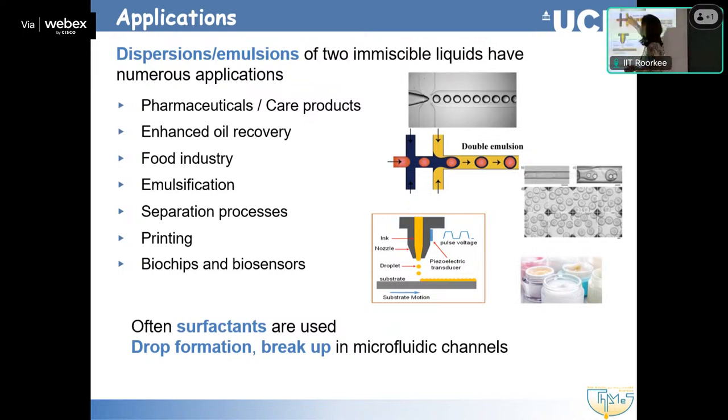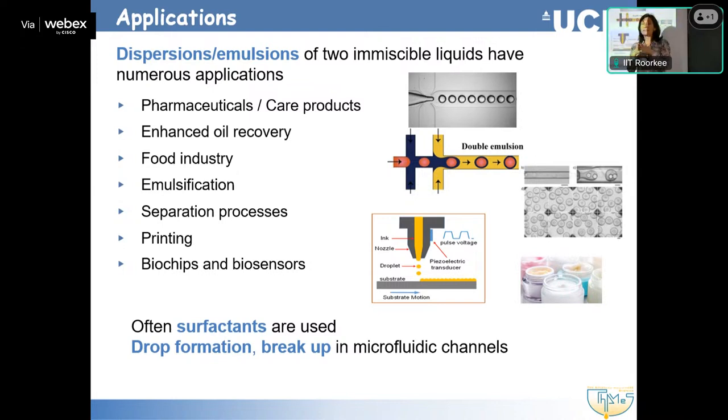But of all these dispersions, we are interested in drops, in drop dispersions, because they find applications in pharmaceuticals, in enhanced oil recovery. We use emulsions in the foods industry, in separation processes as well, in printing, and in all these areas. So in these areas, we use dispersions or emulsions.